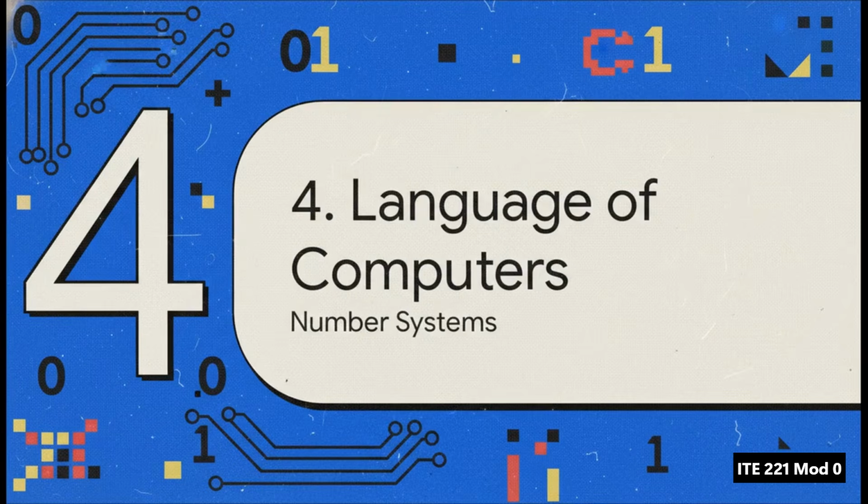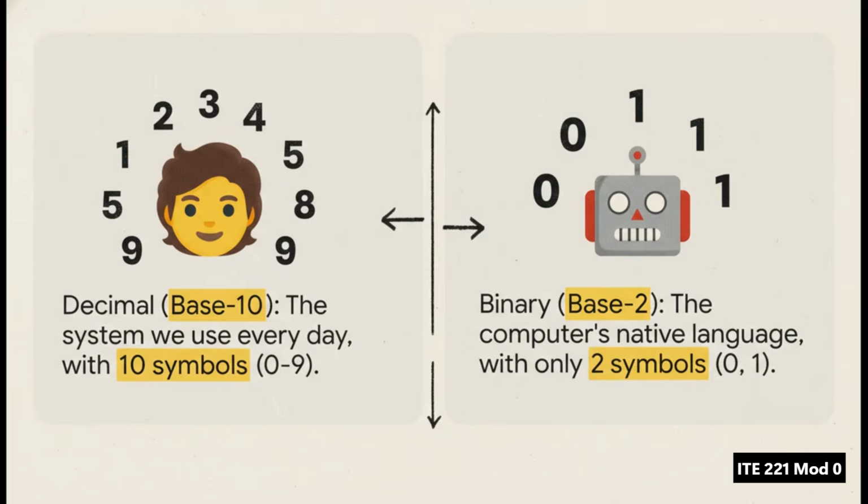Okay, so our circuits are making decisions and doing basic math. But how do we represent really complex ideas like big numbers or letters or even colors using nothing but zeros and ones? For that, we've got to talk about language. You and I, we think in a system called decimal or base 10. It's probably because we have 10 fingers, right? We use 10 symbols, 0 through 9. But computers with their on-off switches can only think in binary or base 2. They've only got two symbols to work with, 0 and 1.